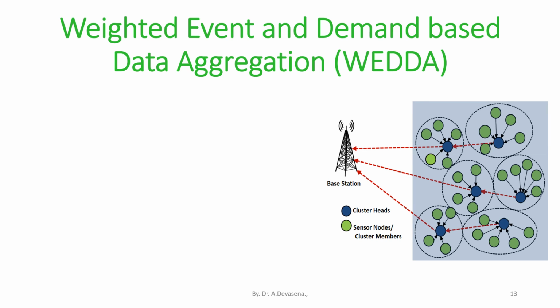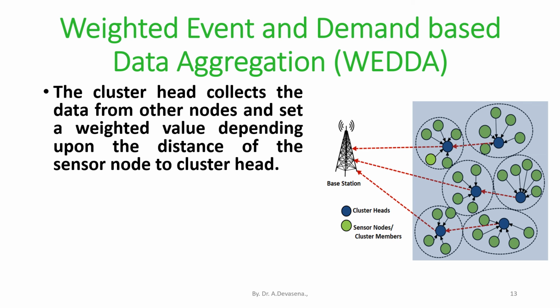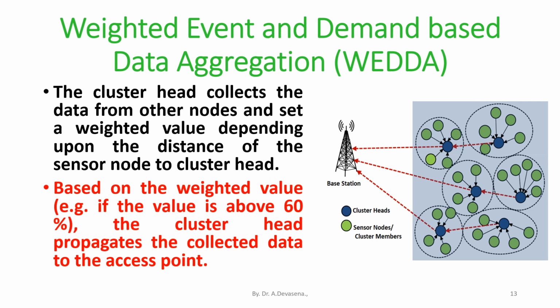The cluster head collects the data from its nodes and sets a weighted value depending upon the distance of the sensor node to the cluster head. Based on the weighted value, the cluster head propagates the collected data to the access point.